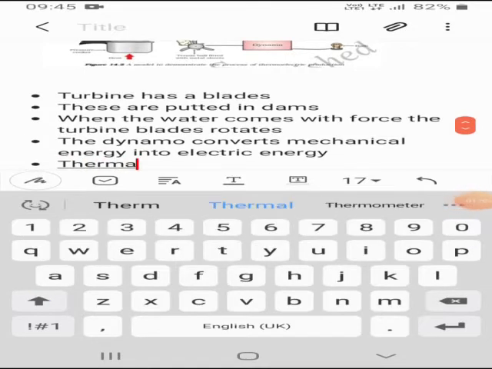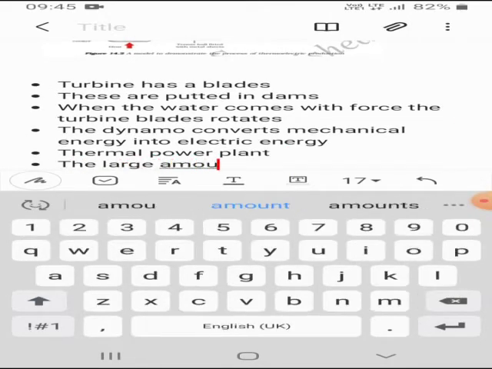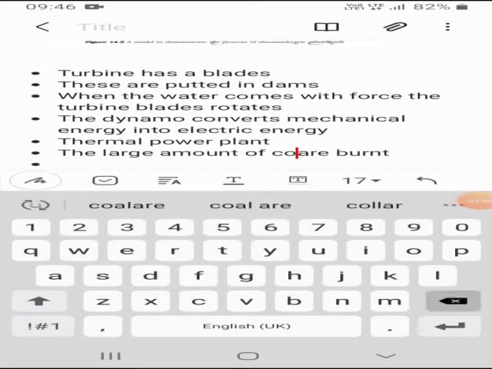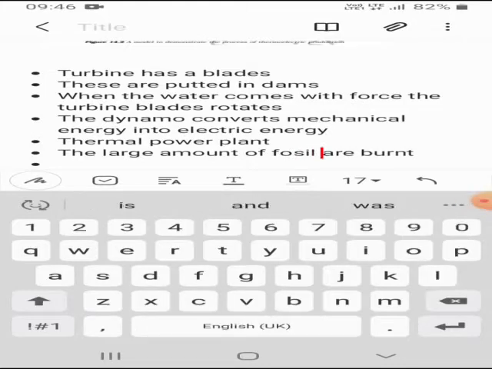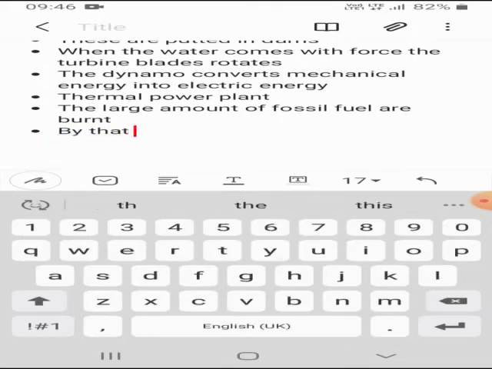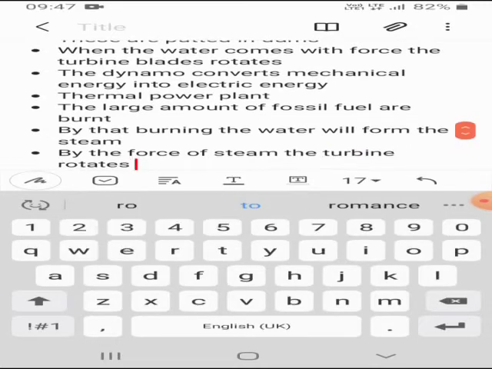First, know about the thermal power plant. Here a large amount of coal or fossil fuel is burnt to produce electricity. By that burning, the stored water forms steam, and by the force of that steam, the turbine is rotated. The turbine rotates and produces electricity.